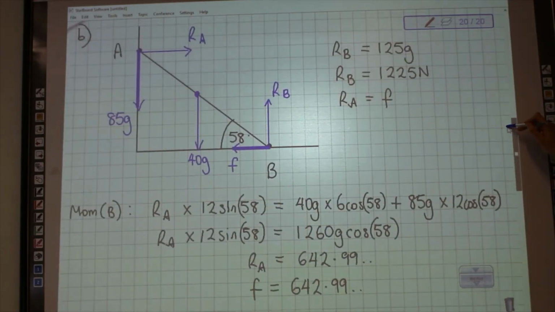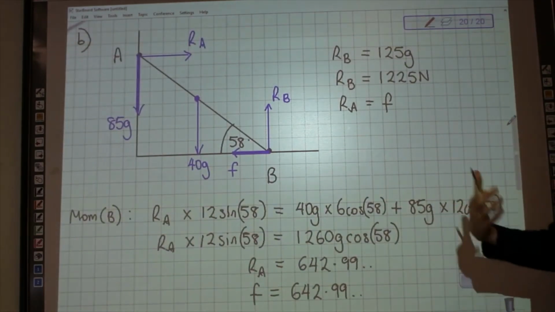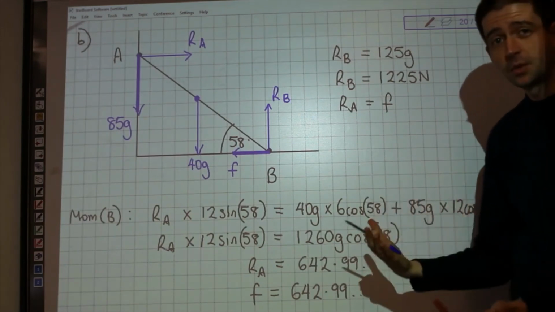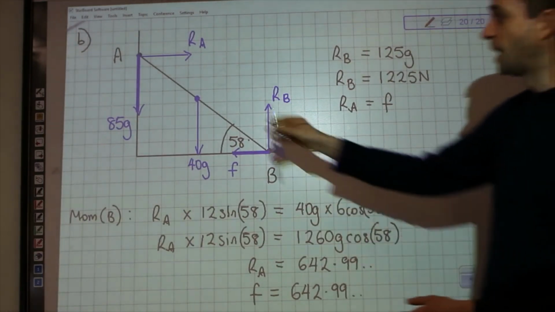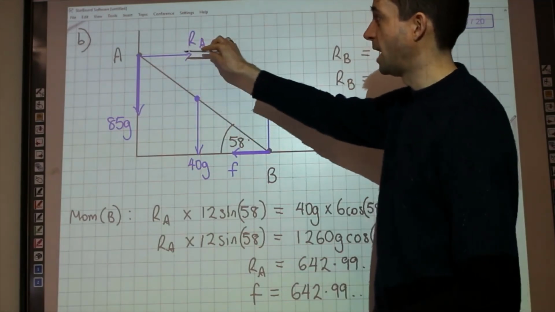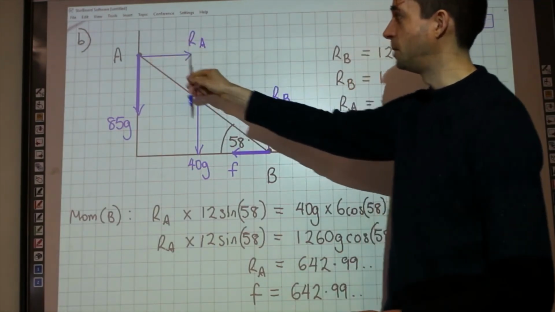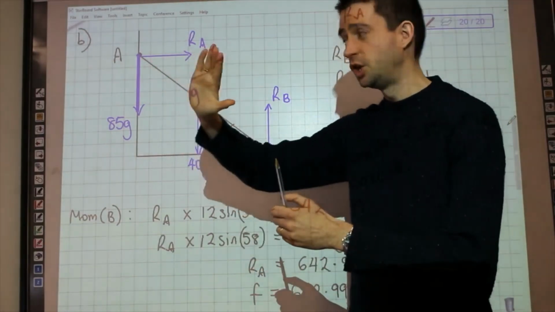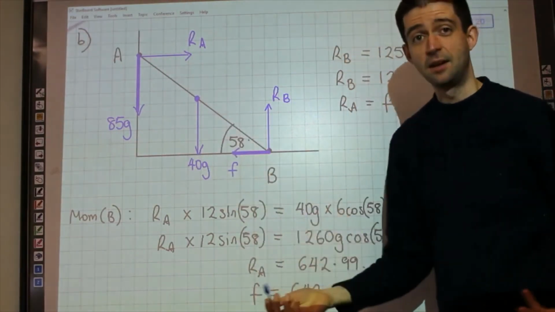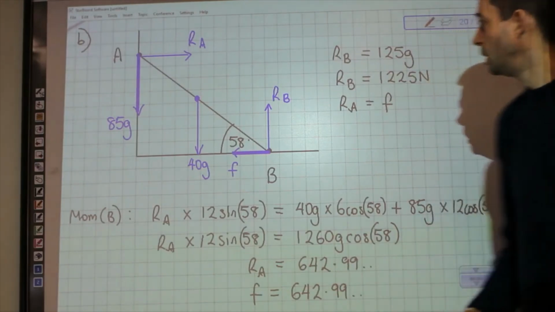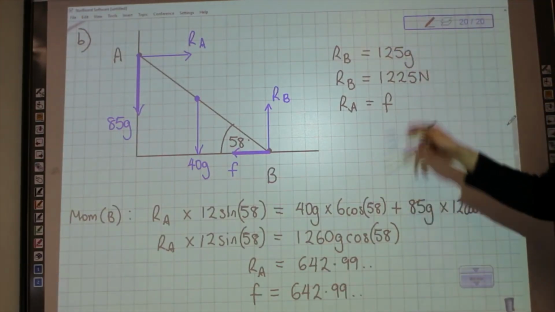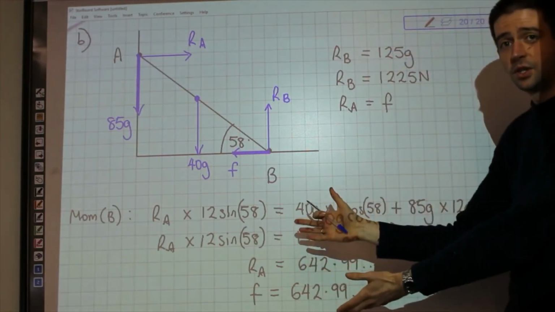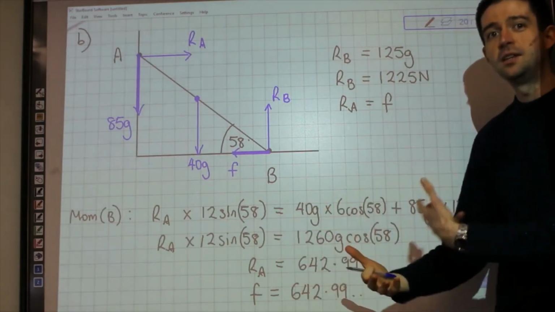So, reviewing part B, I drew a new diagram. Some things were the same, some things had changed. The fact that the man had moved meant that the reaction force at the wall had changed, because moving up and down the ladder changes the amount of force that the ladder is pushing into the wall. But again, it's a statics question. We resolved vertically, we resolved horizontally, and we did a moments equation. It's the same 3 things each time.